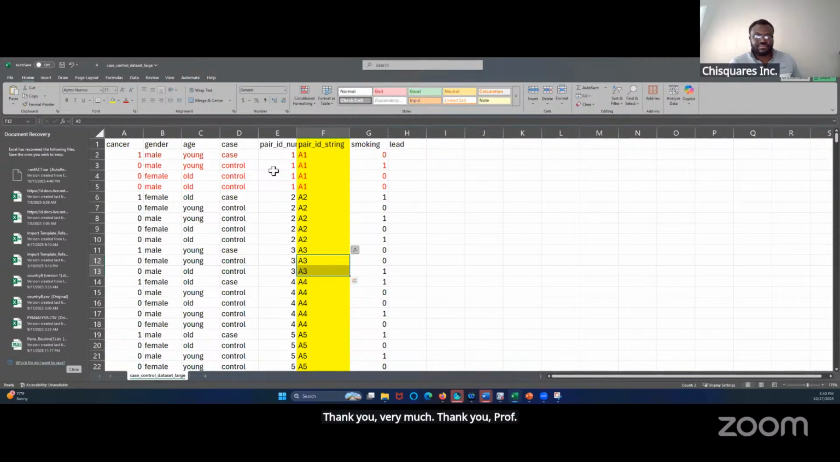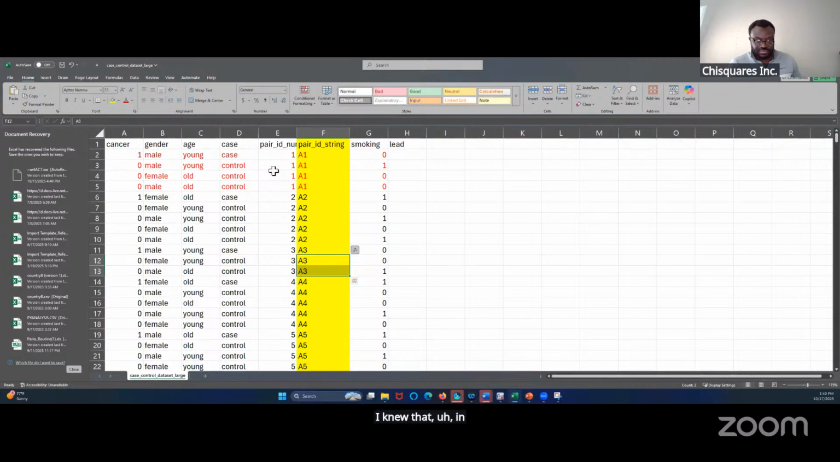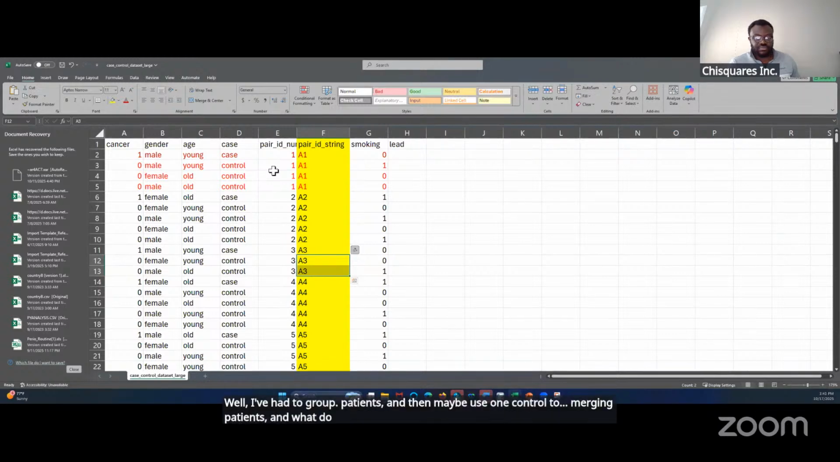If we say that 1:1 is not good enough, I know that in the past I've had calls to use age-matched controls, either because funds or resources were not available, whereby I've had to group patients and then use one control for several patients. What do you feel about that?